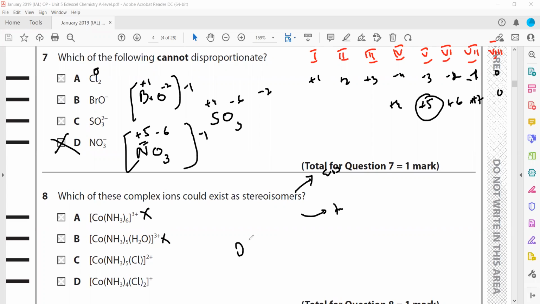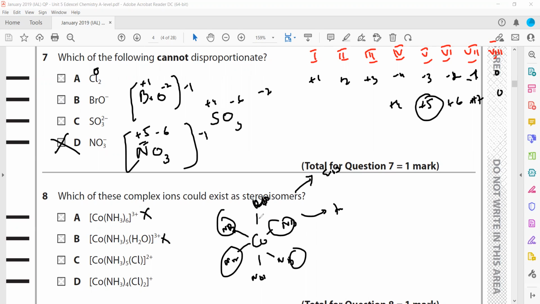For example, if we have a cobalt, NH3 is there, then NH3, then NH3, then NH3, then H2O is there, and NH3. So this cannot have cis or trans because identical groups are there. Even if water H2O replaces any of the NH3 and changes position, again it will not have a stereoisomer because it will have different groups.